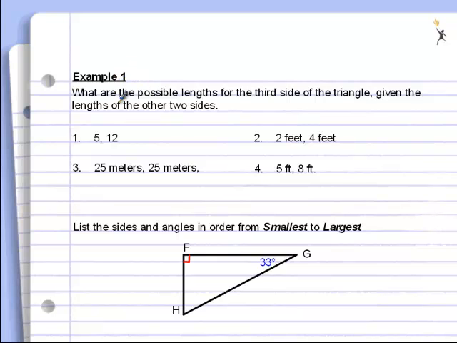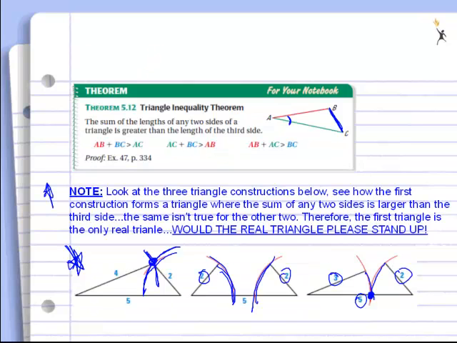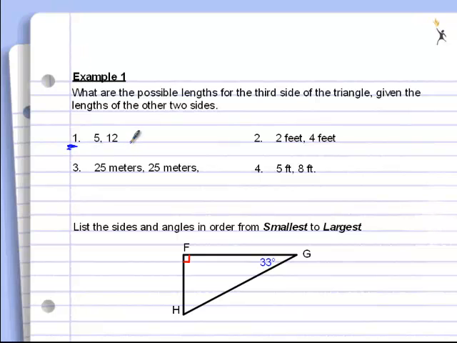Let's look at some examples. If I gave you, in number 1, a triangle with side lengths 5 and 12, what are the possible lengths for the third side? Well, we should be able to plug it into this triangle theorem and say that if we add any two together, the third side has to be greater than that. So we should be able to say that our third side, we'll call it x, should be greater than 5 plus 12. Which makes sense. We should also be able to say that whatever we add 5 to should be greater than 12. Like x plus 5 should be greater than 12.